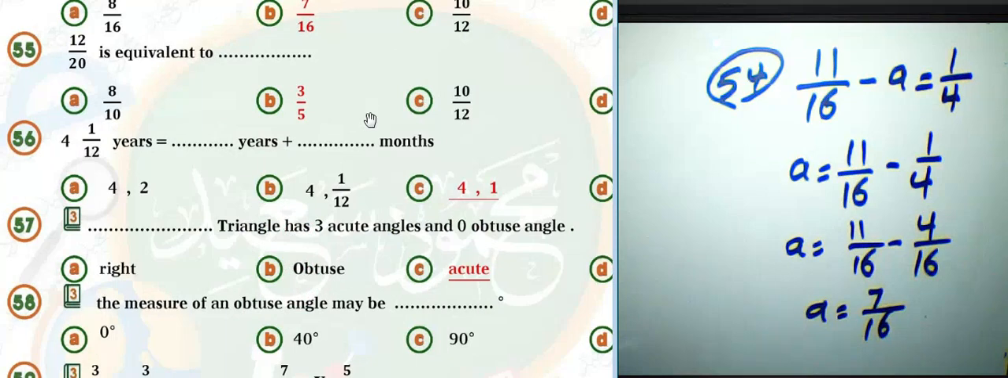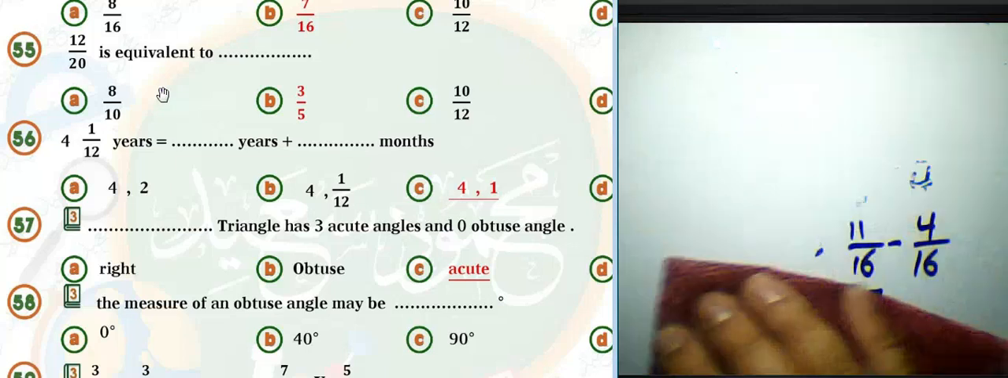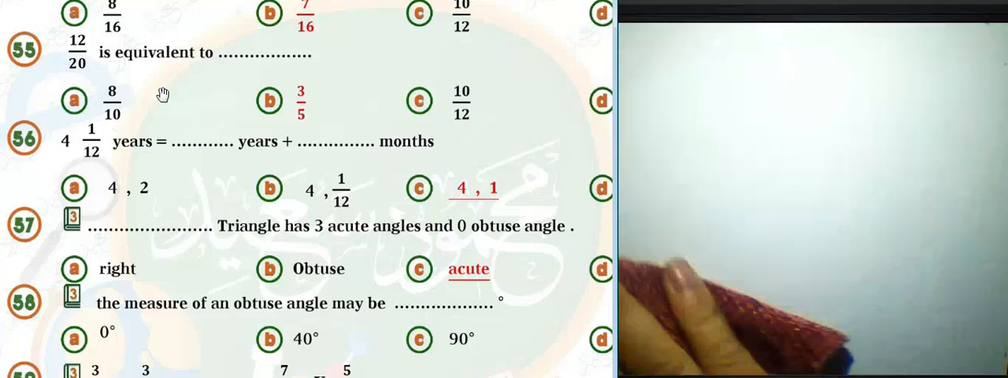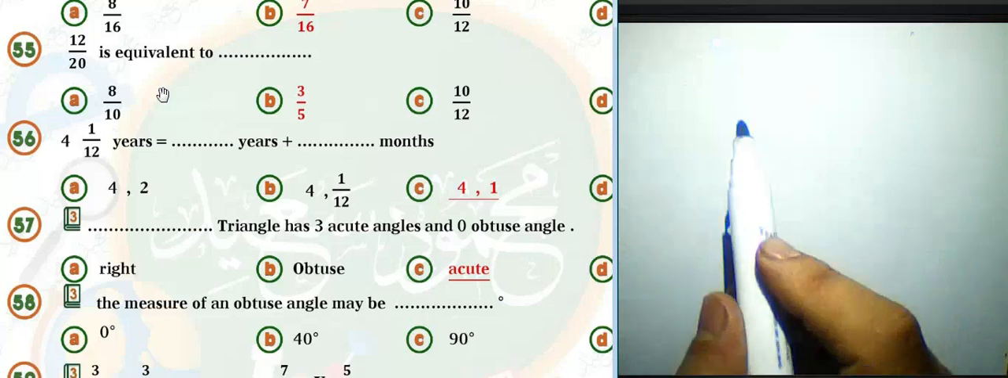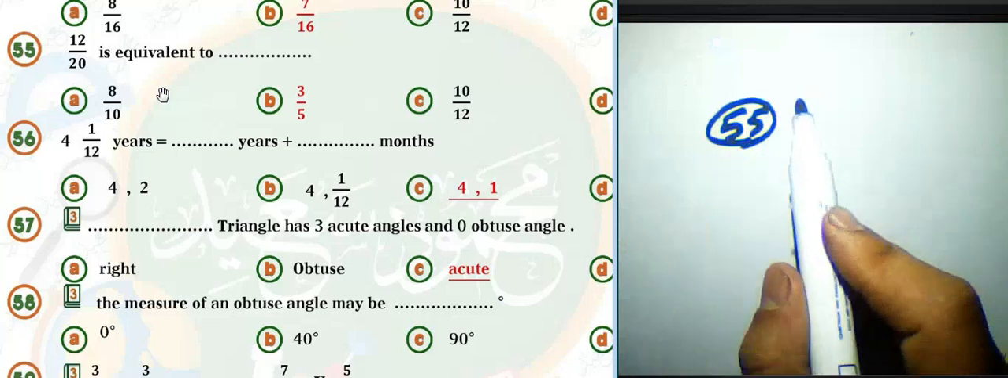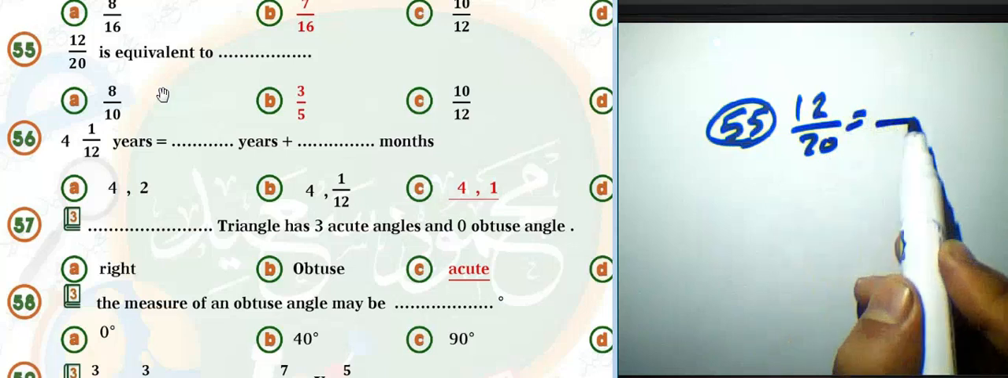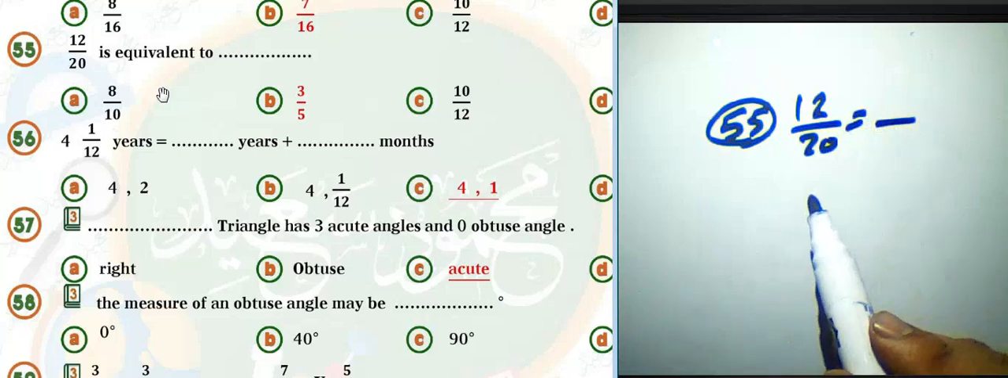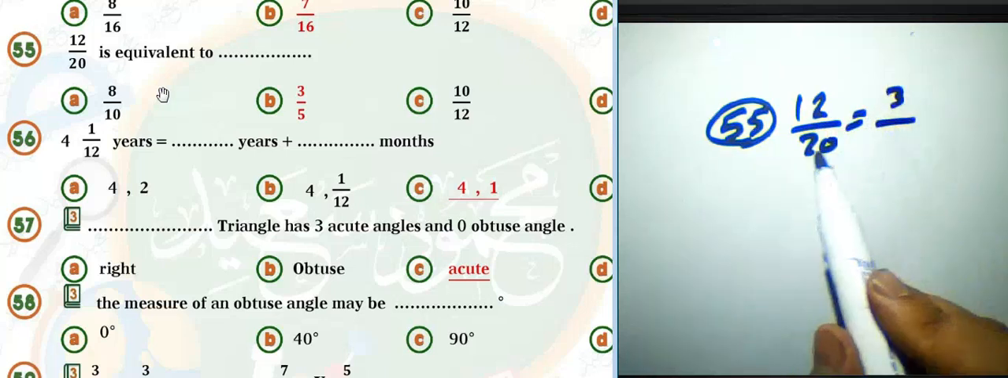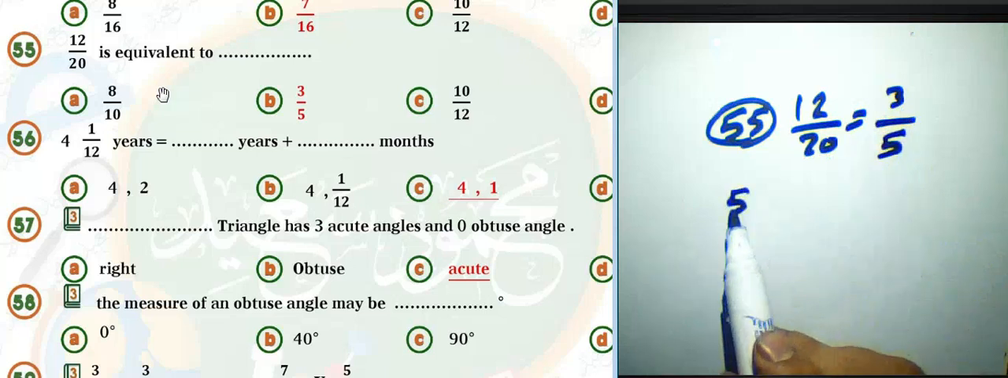Question 55. 12 over 20, you can find the equivalent fraction. Example about question 55. 12 over 20 is equivalent to what? We can divide it by 4. 12 divided by 4 equals 3. 20 divided by 4 equals 5.